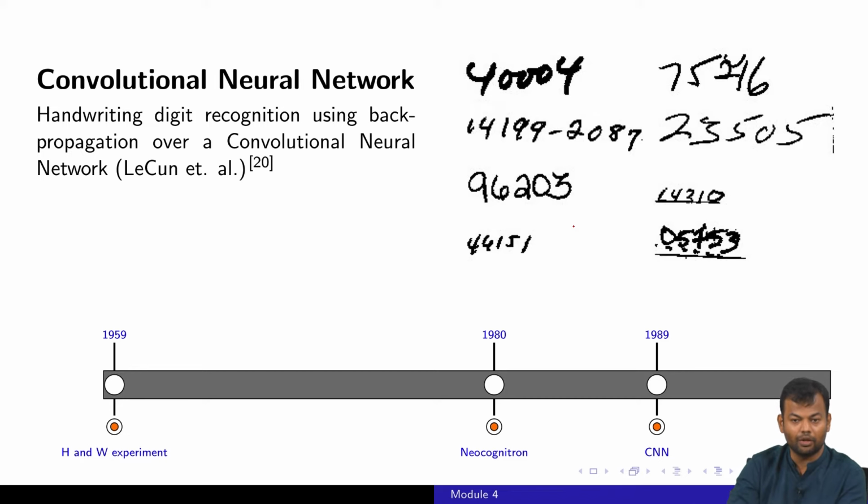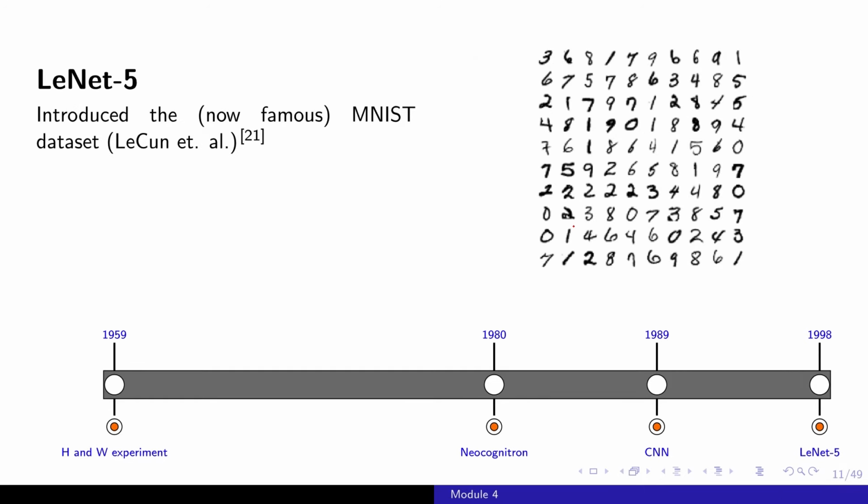This was again in the context of postal delivery services. A lot of PIN codes or phone numbers get written on postcards, and there was a requirement to read them automatically so that the letters or postcards could be separated into different categories according to the postal code, or the PIN code. That's where the interest came from, and 1989 was when convolutional neural networks were first proposed or used for this task. And then over the years, several improvements were made to that.